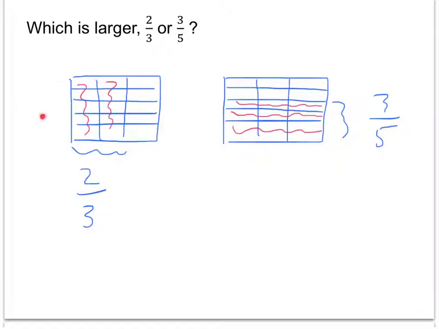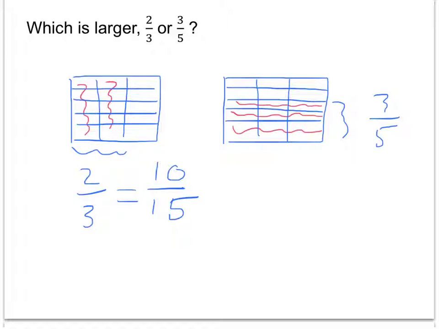So now over here in this picture we have the whole that's divided up into three columns, and there's 5 in each column, so there's 15 pieces total in the whole there, and we have 10 of those shaded, and so this fraction 2/3 is equal to the fraction 10/15. Okay. So there we have come up with equivalent fractions, 2/3 and 10/15.